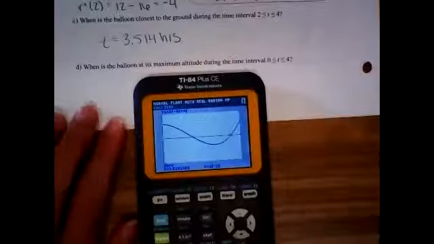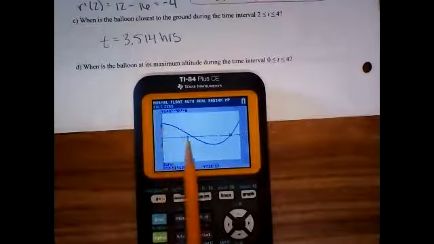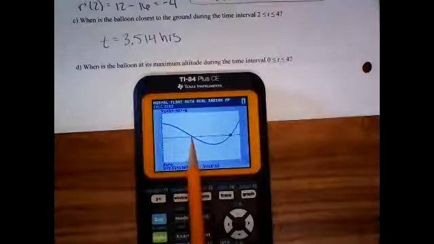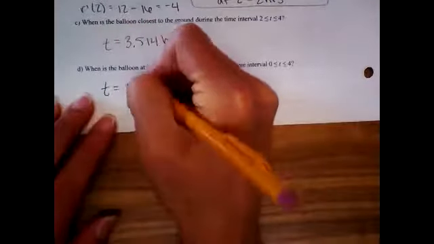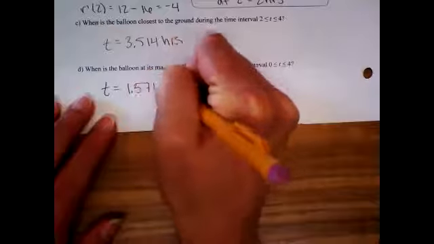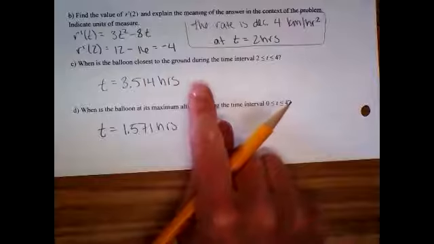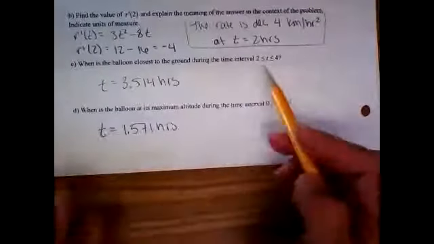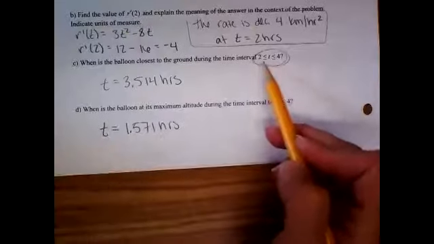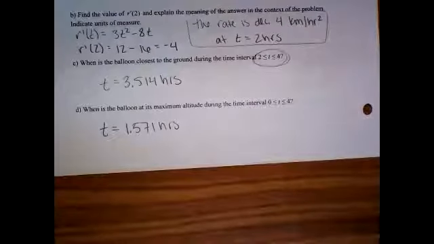And then when is it at its maximum altitude? Well, when it's finished moving up. So it moves up for all of this time. And right here is when it starts moving downward. It's a change from positive to negative. So what was that? Time 1.571 hours. And what I usually get about this one is people are like, well, wasn't the balloon closest to the ground when it was on the ground? Correct, except look. It says between 2 and 4. It was on the ground at time 0. So that's why that's not the answer.